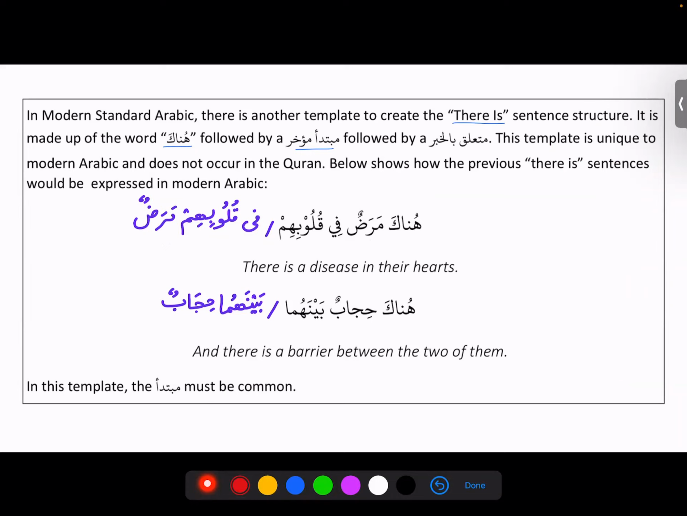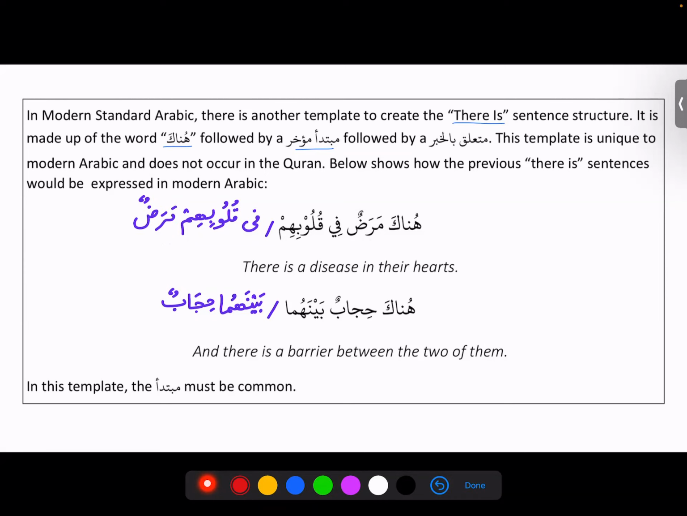Okay, so now in modern standard Arabic, there is another template to create. Remember, we learned fi qulubihim maradun, whenever our khabar is muqaddam and our mubtada is mu'akhar, but it is common, then in the translation we can say "there is". So there is, we can use that term. It is made up of the word hunaka, followed by mubtada mu'akhar.